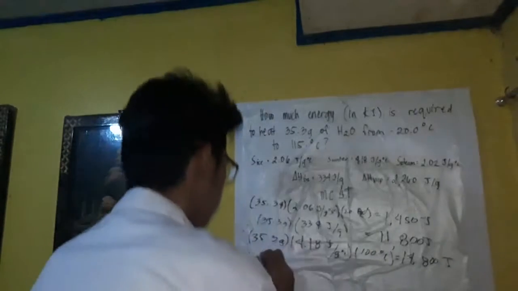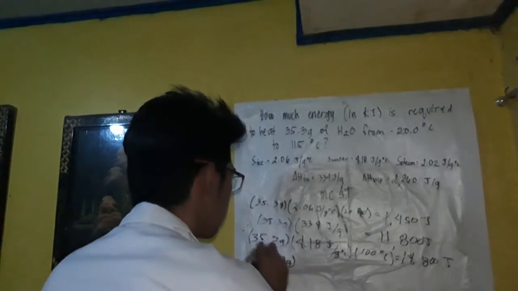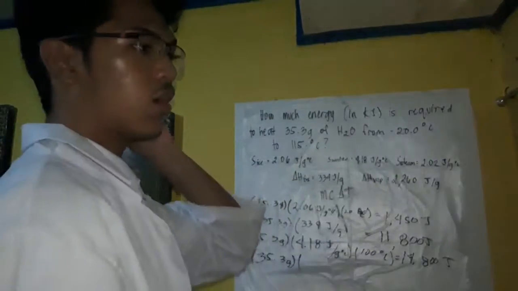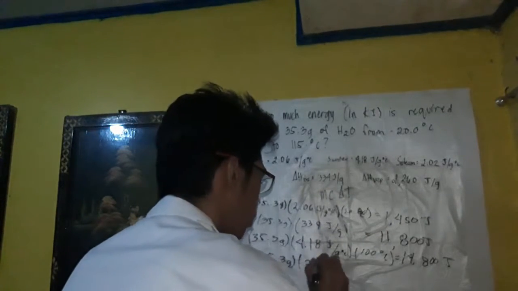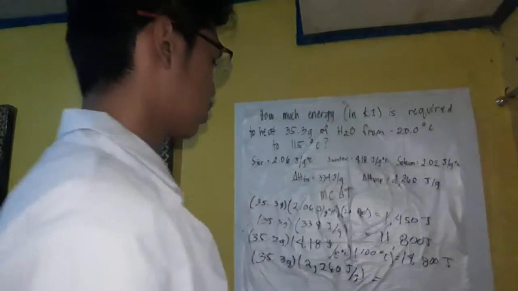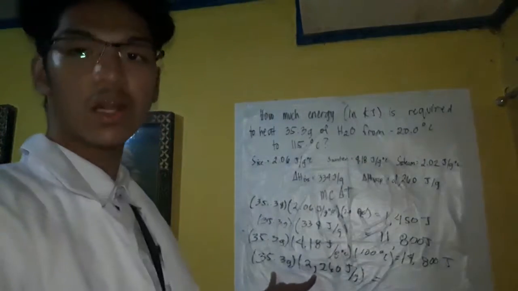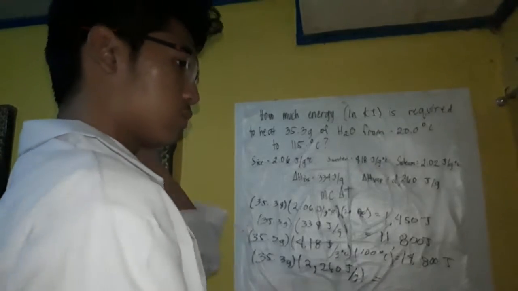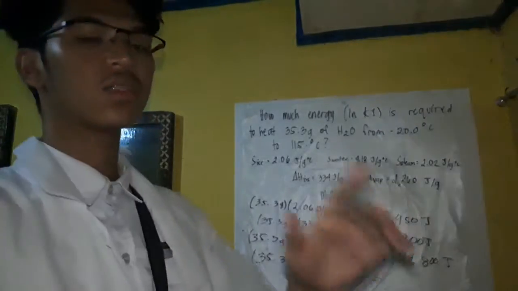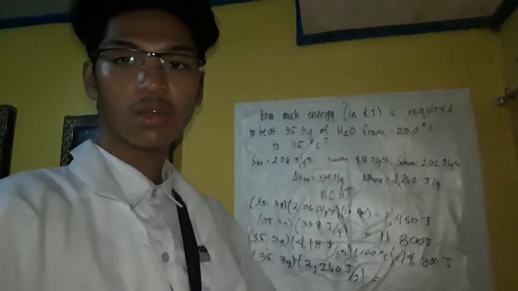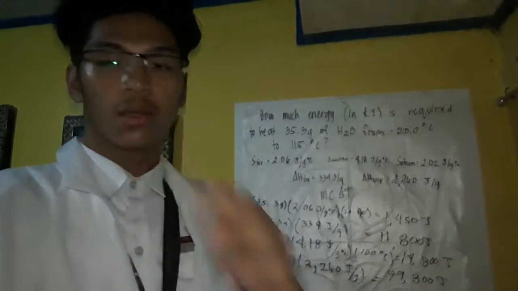Now let's proceed to boil the water. So, 35.3 grams times the heat of vaporization, which is 2,260 joules per gram. If you multiply this in your calculator, you will get 79,800 joules.